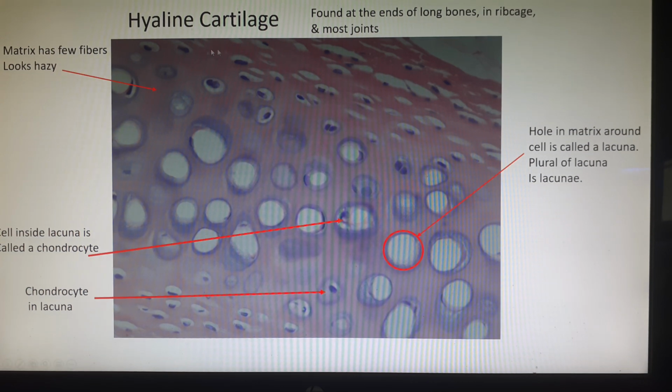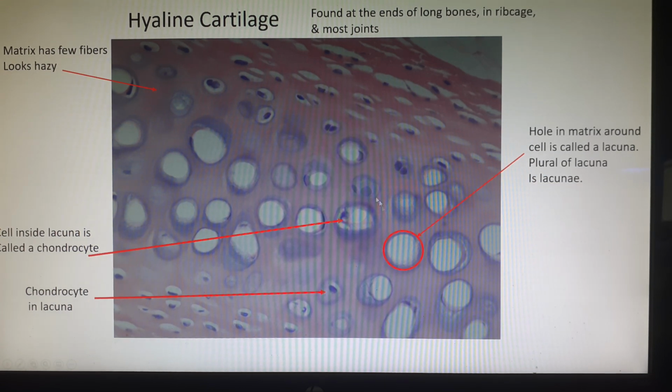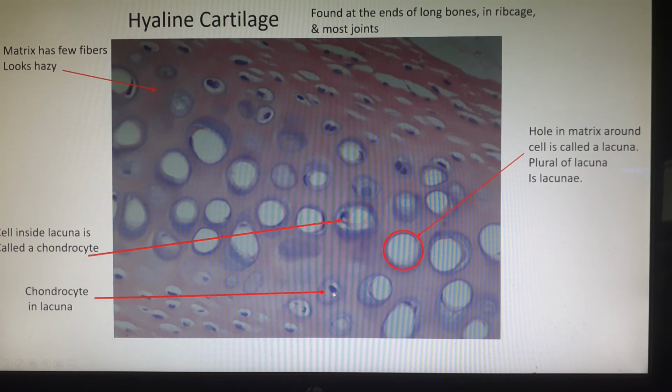The cells are all going to be called chondrocytes, and it does not matter which type of cartilage it is. The prefix chondro means cartilage. And so all cartilages will have chondrocytes living in lacunae inside of it, okay? So here is a lacuna. You can see the nucleus of the chondrocyte inside this lacuna is right here. Okay, here's another clear nucleus of a chondrocyte living in a lacuna. Okay, now hyaline cartilage is going to have a hazy background.